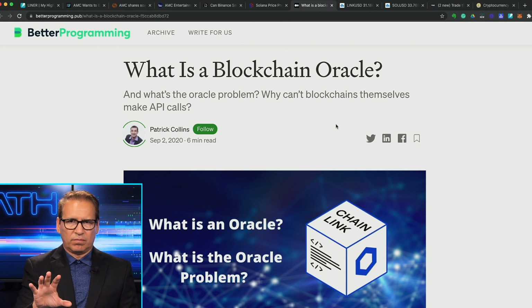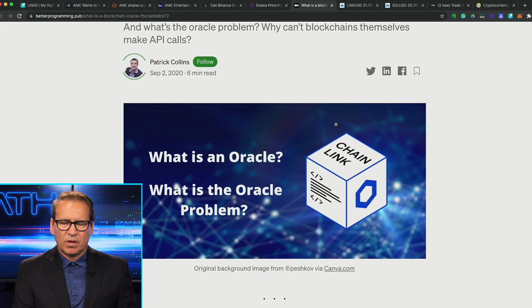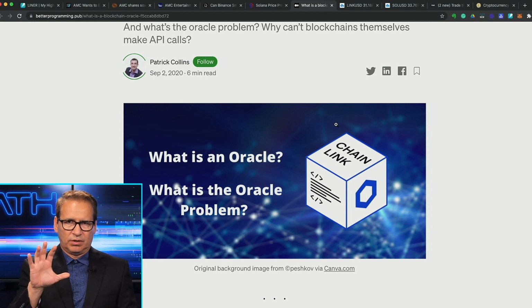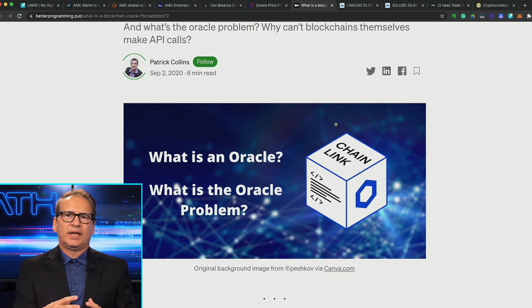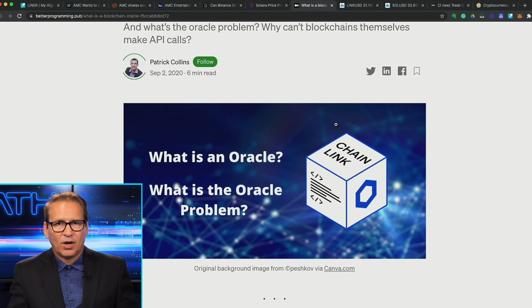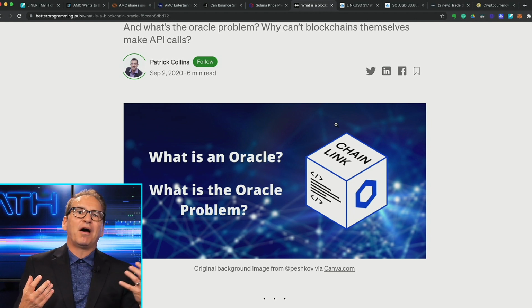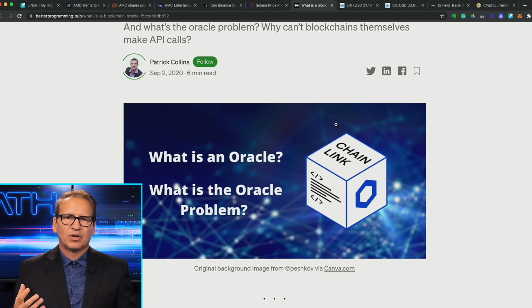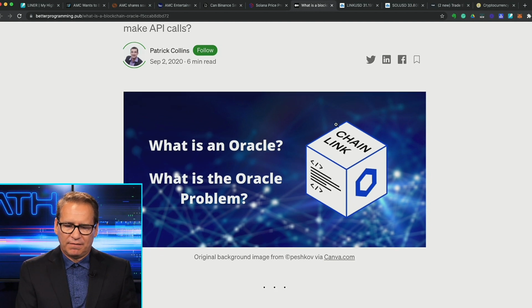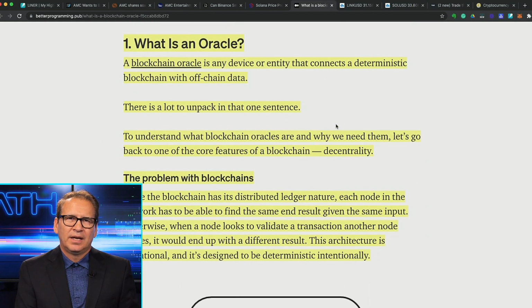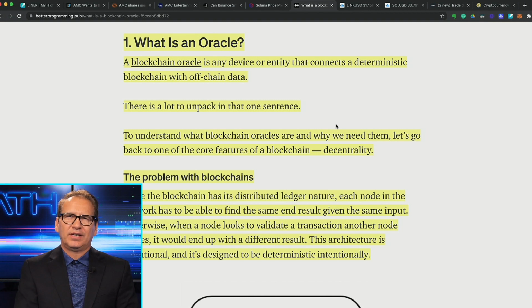Now, before many of you tech heads get out there, Oracle is not the database Oracle, just so you're clear on that. This oracle is basically an intermediary. So much like Neo and the Oracle in The Matrix, that was a person that essentially was the segue between the real world and what was the other real world. So oracles are exactly the same thing in the blockchain environment. Essentially, they're a handshake. When you look at this, blockchain oracles are any device or entity that connects a deterministic blockchain with off-chain data, which is real-world APIs.